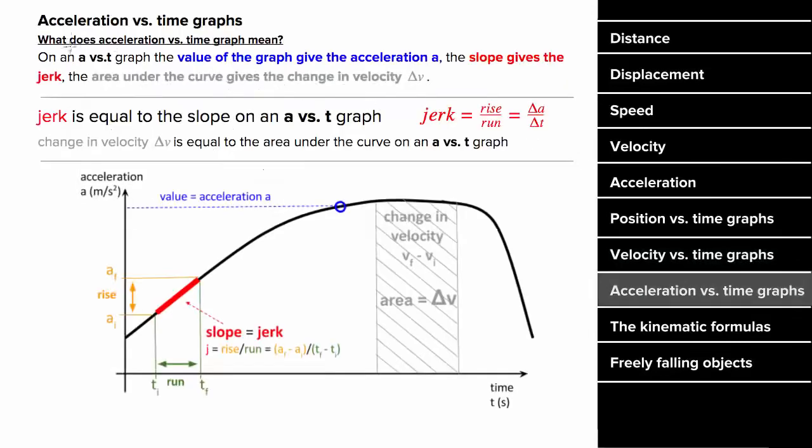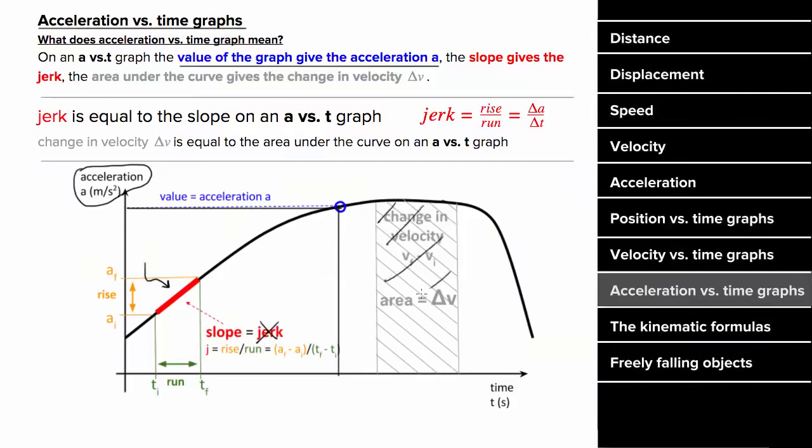How do you interpret an acceleration versus time graph? Well, the value of the vertical axis is going to give you the acceleration. So if you read the graph at a particular moment in time, the value of that vertical axis is giving you the acceleration of the object at that moment in time. The slope in this case is going to be equal to the jerk, which really isn't asked about all that much, but you do need to know that the change in velocity is going to be represented by the area under this graph. So if you can find the area under the graph between 2 times, that area is going to equal the change in velocity experienced by that object between those 2 times.